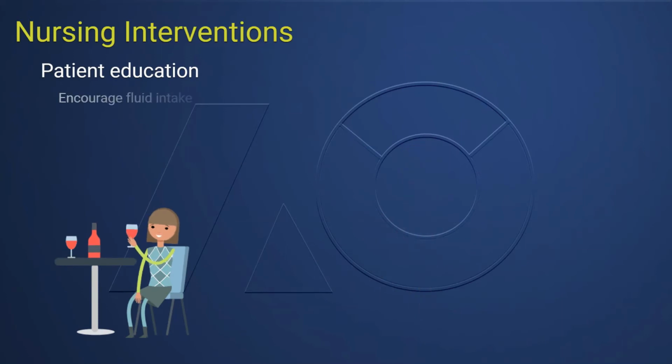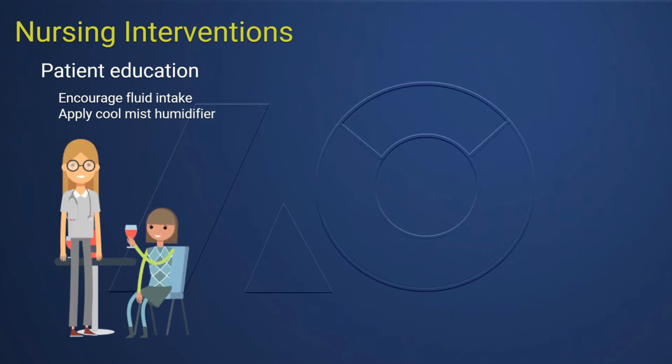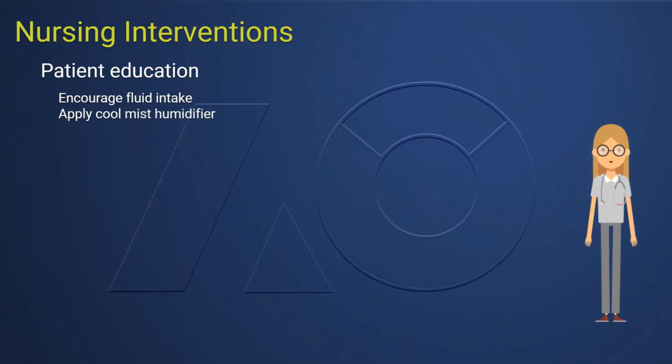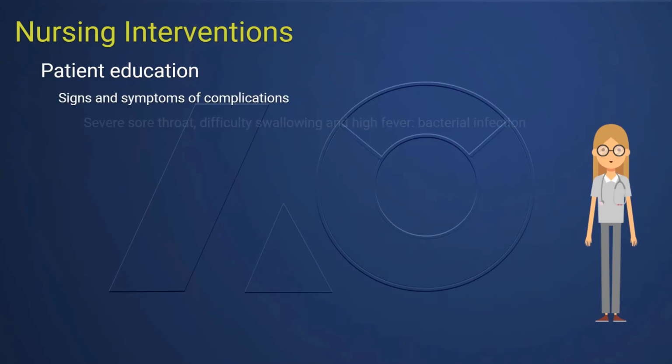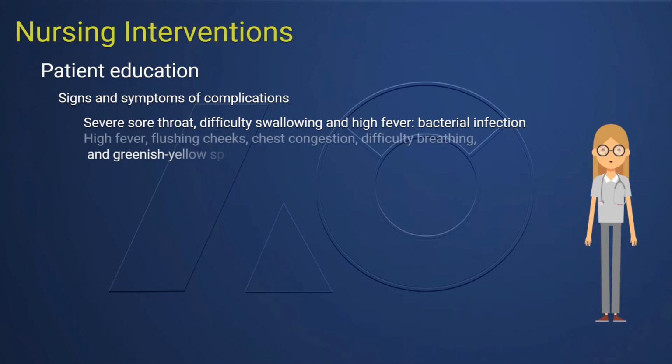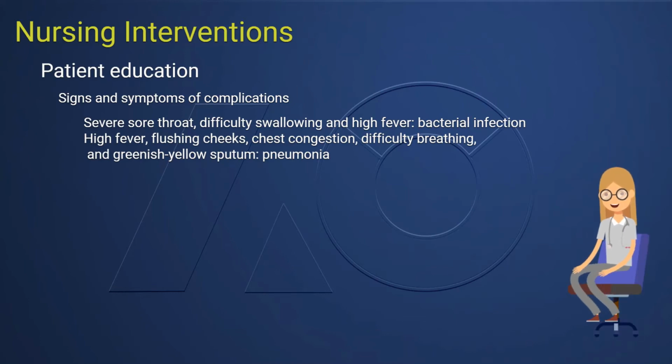Encourage fluid intake. Apply cool mist humidifier to help soothe the upper respiratory tract and make expectoration of the phlegm easier. Signs and symptoms of complications should be taught. Severe sore throat, difficulty swallowing, and high fever may indicate bacterial infection. High fever, flushing cheeks, chest congestion with greenish yellow sputum may indicate pneumonia.